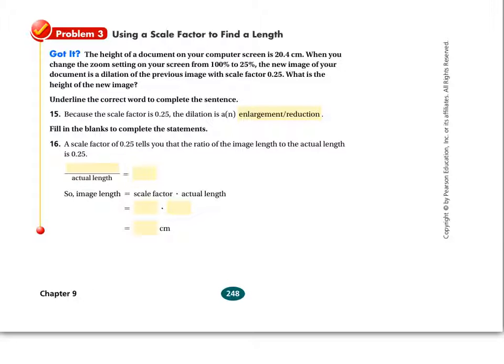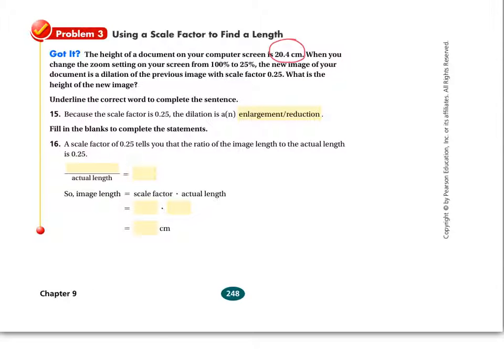Problem 3 says using a scale factor to find a length. So the height of a document on your computer screen is 20.4 centimeters. So that's an important piece of information. That's the height. When you change the zoom setting on your screen from 100% to 25%, the new image of your document is a dilation of the previous image with a scale factor of 0.25. So what is the height of the new image?